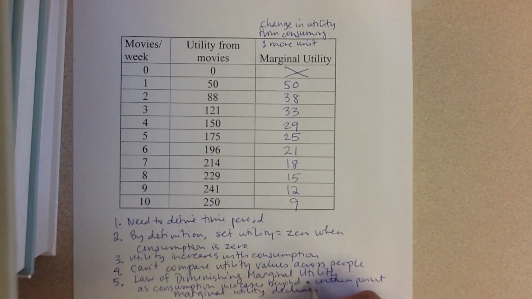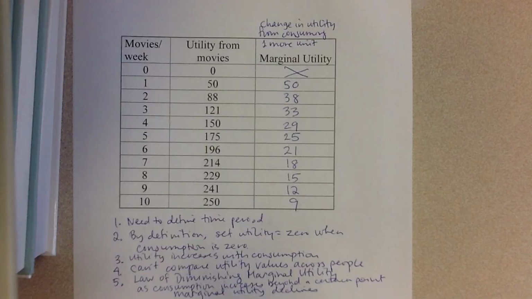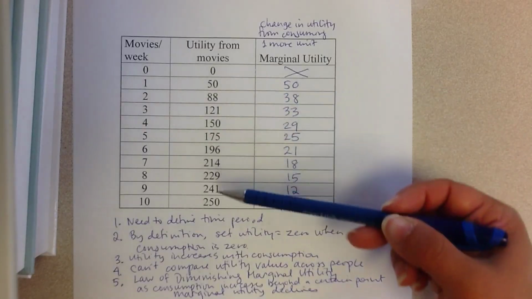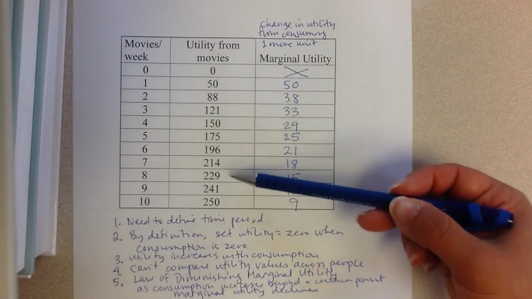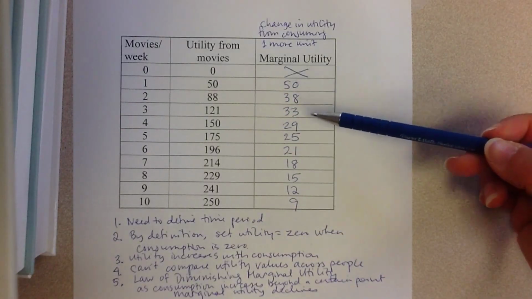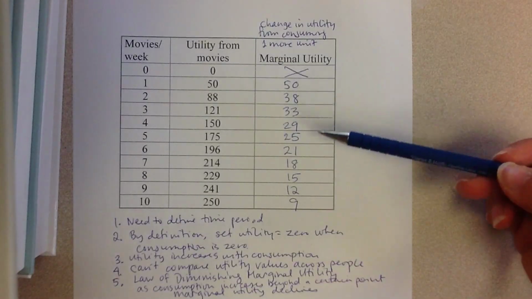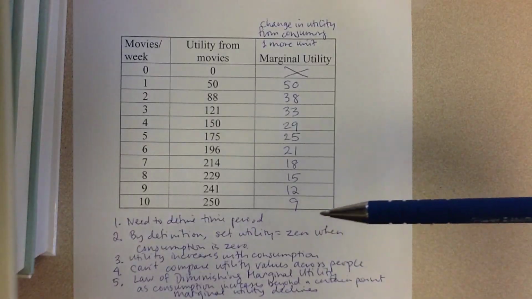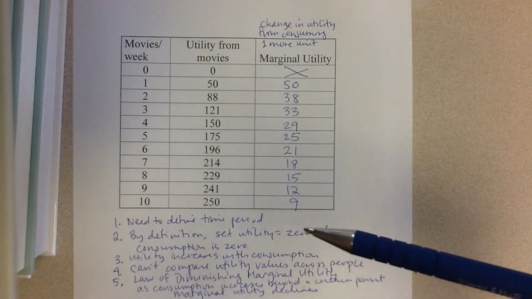Declines. And so, we saw that utility increases with consumption, we see these numbers going up, but they're not going up at the same rate. They're going up slower and slower, right? And now that we've calculated marginal utility, we can really see we have diminishing marginal utility. Each movie's making her happier, but not as happy as the one before made her.